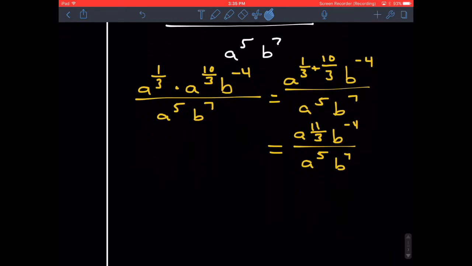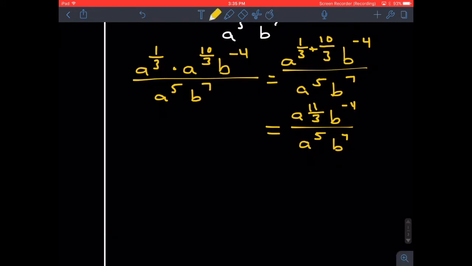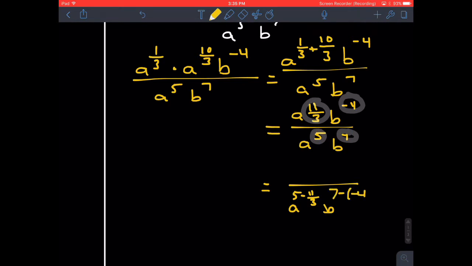Now we have something that looks a lot like what we had in the first example. So we're going to take a look at the bigger power, in this case the 5, and we're going to subtract the 11/3 from it. Since the bigger power of a was in the denominator, we'll write our solution in the denominator. So it's a to the 5 minus 11/3, and then 7 is bigger than negative 4, so our next term is going to be b to the 7 minus negative 4, and hey, there's nothing left over.